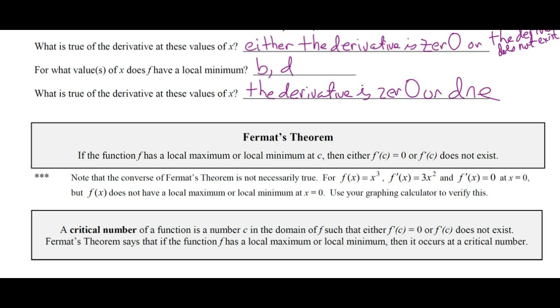Note, the converse of Fermat's theorem is not necessarily true. For example, for f of x equals x cubed, f prime of x is 3x squared, and f prime of x is equal to 0 at x equals 0, but f of x does not have a local maximum or local minimum at x equals 0. Use your graphing calculator. You all know what the cubic looks like, right? So here's what your graphing calculator would show you.